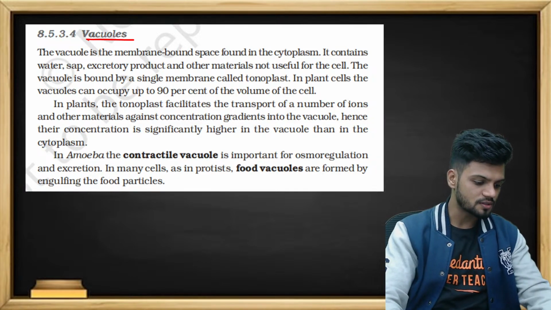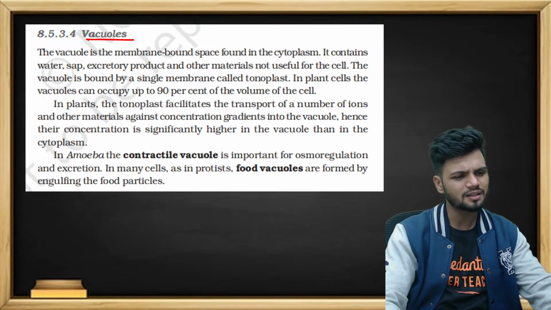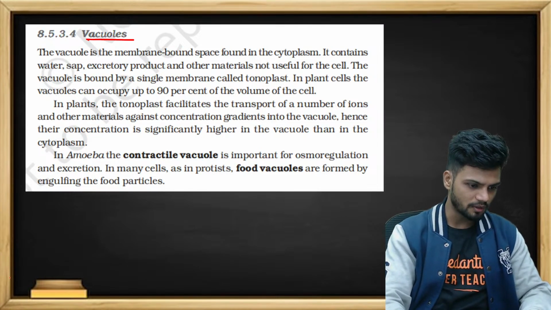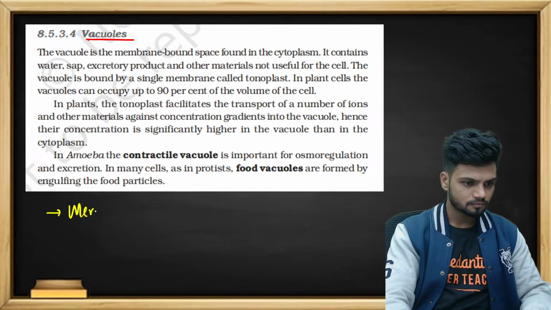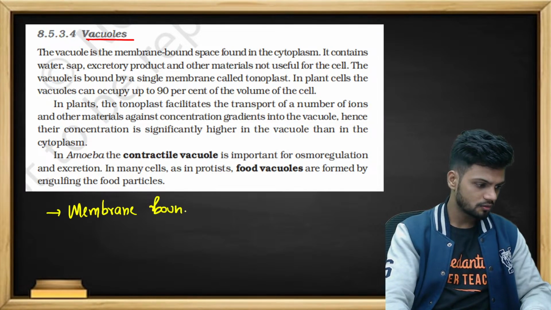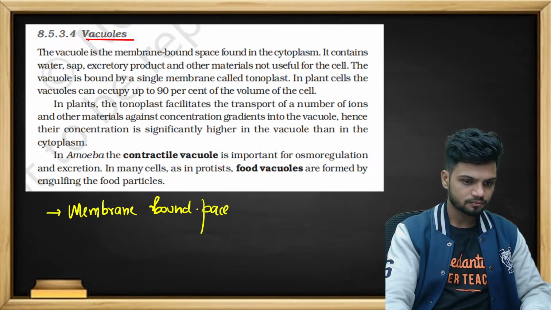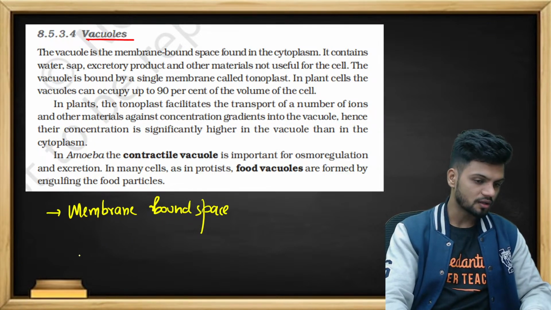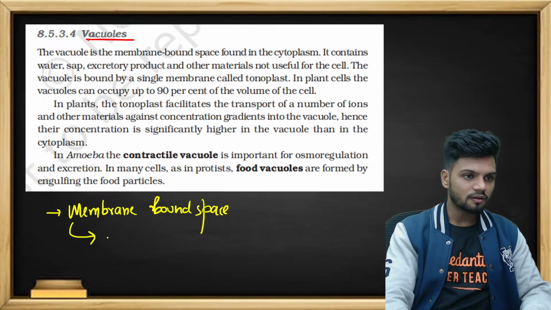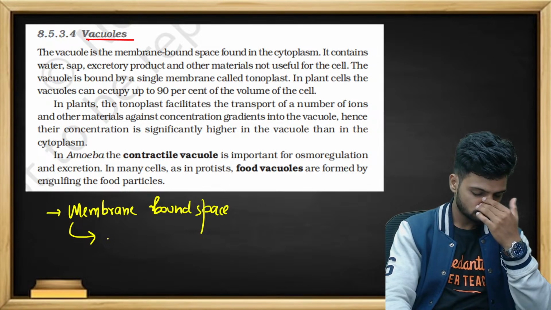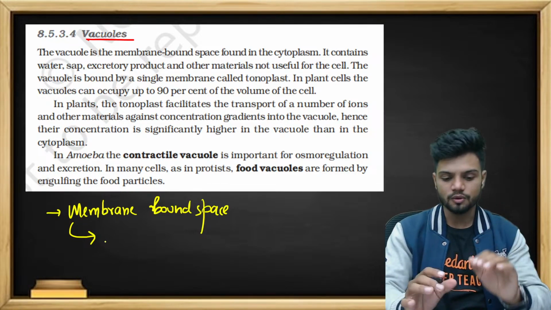Now understand vacuoles. Vacuoles are very simple to understand. There are three main points here. First of all, remember, vacuoles are membrane-bound structures with a proper space. A membrane-bound space is there inside. Now, what do they store, students? Vacuoles are basically like a storage unit.